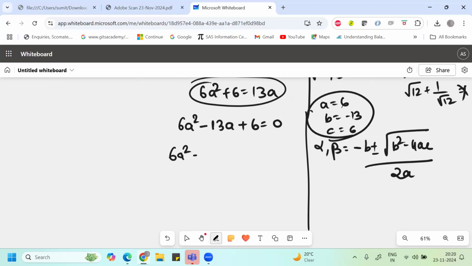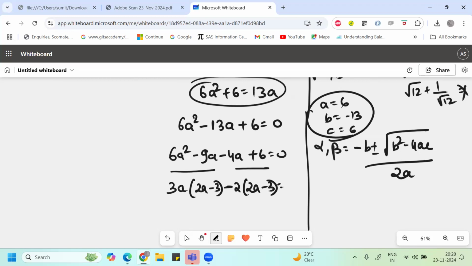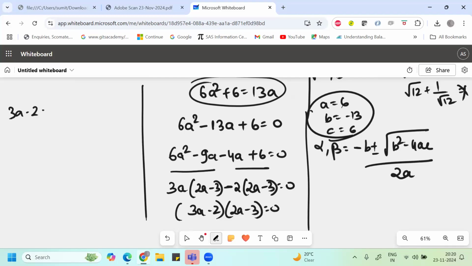I hope you know that part, and I'm not going to teach you splitting the middle terms. By this time you should be in a position to know this. Now what I'll do, I'll take common. So the common of 6 and 9 would be 3a, 2a minus 3. And here the common would be 2. So 2a minus 3 is equal to 0. So 3a minus 2 into 2a minus 3 is equal to 0. So 3a minus 2 is equal to 0 and 2a minus 3 is equal to 0. So a is equal to 2 by 3 and a is equal to 3 by 2.